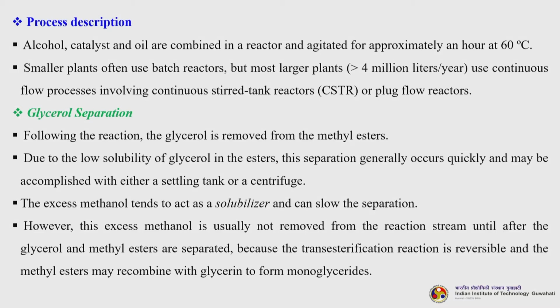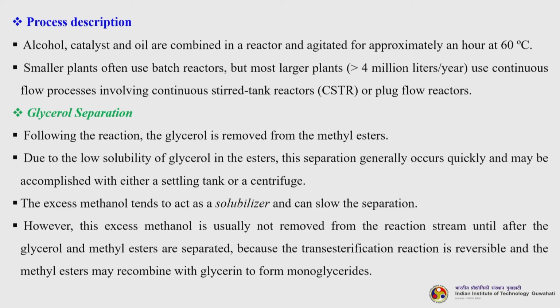Alcohol, catalyst and oil are combined in the reactor and agitated for approximately an hour at 60 degree centigrade. Smaller plants often use batch reactors, but most larger plants, greater than 4 million liters per year production, use continuous flow processes involving continuous stirred tank reactors (CSTRs) or plug flow reactors.